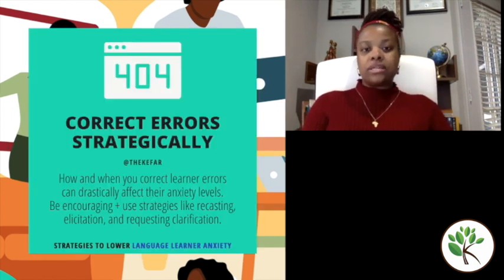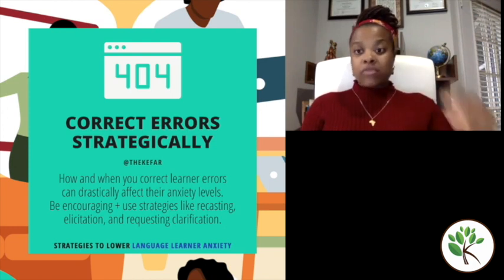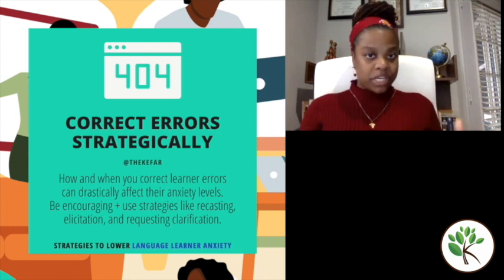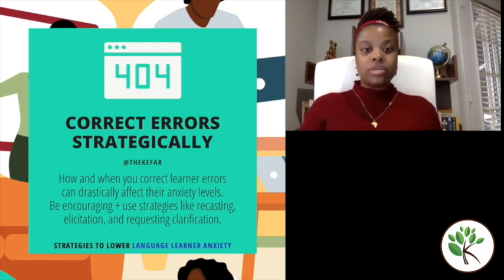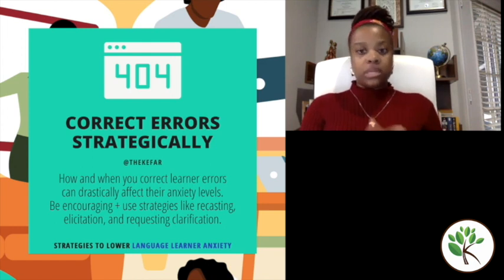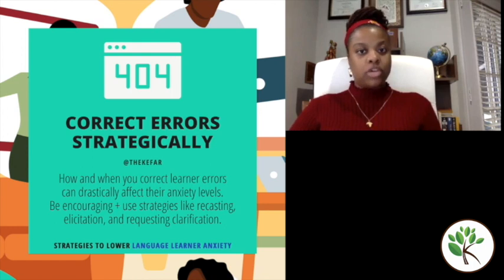Another strategy is to be really strategic about how you correct errors. There are different ways in which you can correct errors. It doesn't always have to be direct. It doesn't always have to be in the moment. It really just depends on the situation. And this is especially important because, as I mentioned earlier, the source of anxiety for a majority of students is a fear of making mistakes. And so you just want to make sure that you're dealing with those mistakes and errors in as thoughtful a way as possible, so that you are, again, helping to lower that anxiety and not raise it.